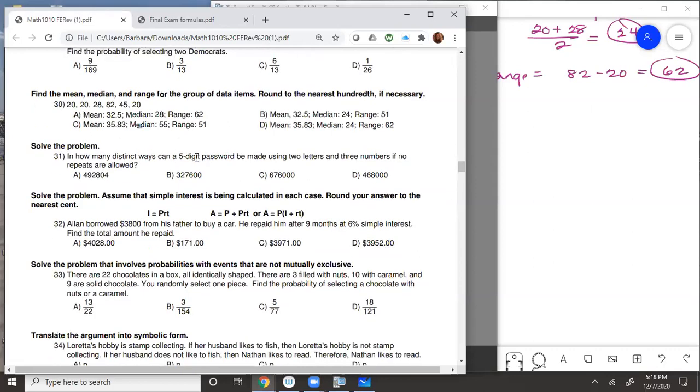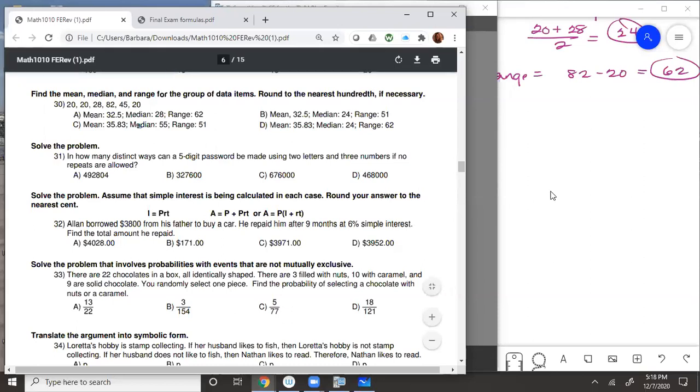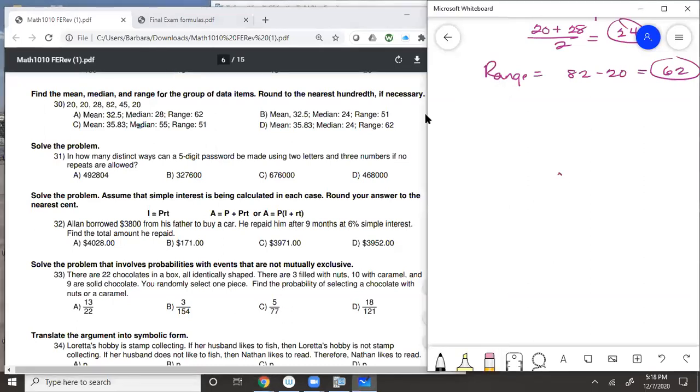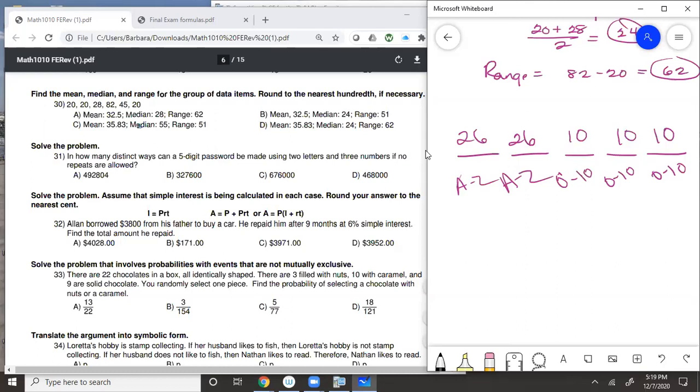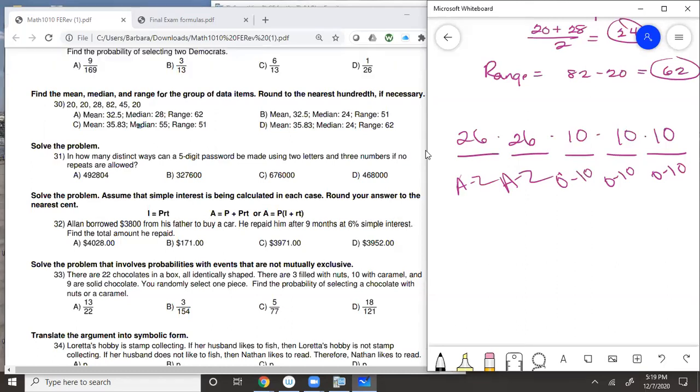How many distinct ways can a 5-digit password be made using 2 letters and 3 numbers? So 2 letters, 3 numbers, and the letters A through Z, right? The numbers are 0 through 10. So we have 26 letters to choose from for the first 2 digits and 10 numbers to choose from for the next 3. And the multiplication principle tells us we need to multiply all that to find total number of ways. So in your calculator, you're going to put 26 squared times 10 to the 3rd.